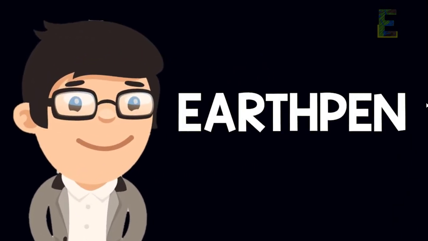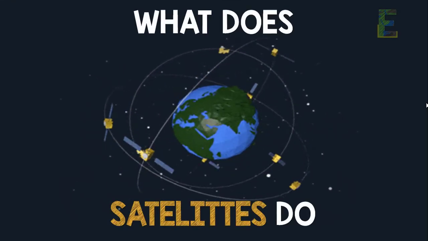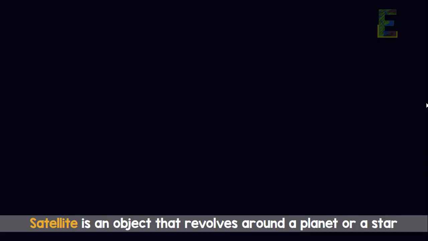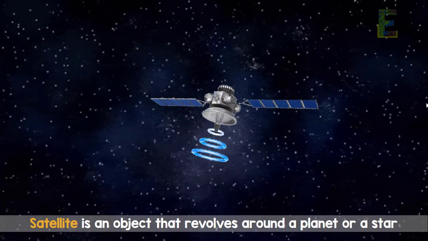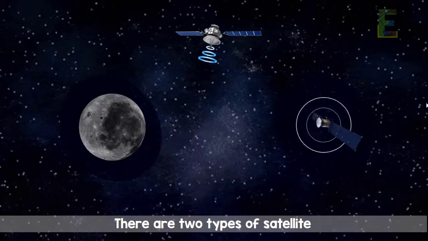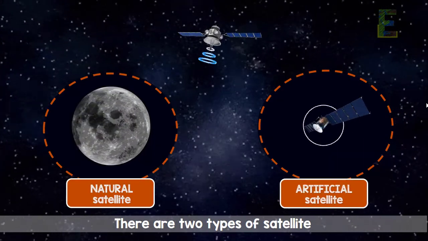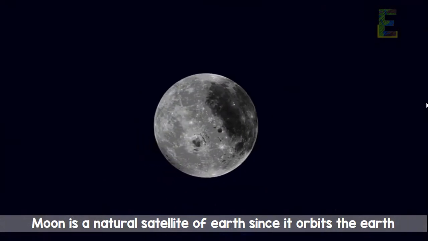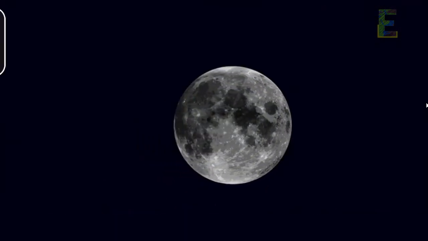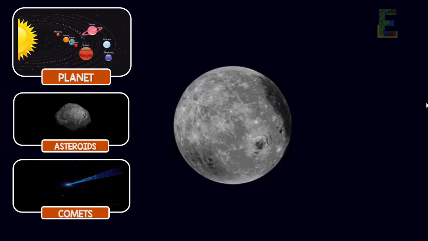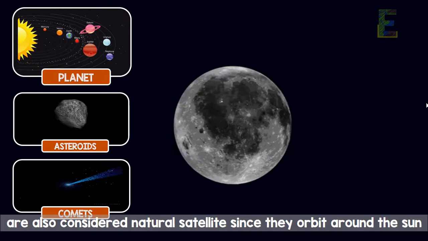Today, we are going to talk about what satellites do. A satellite is an object that revolves around a planet or a star. There are two types of satellite, the natural satellite and the artificial satellite. The Moon is a natural satellite of Earth since it orbits the Earth. Also, planets, asteroids, and comets are considered natural satellites since they orbit around the Sun.